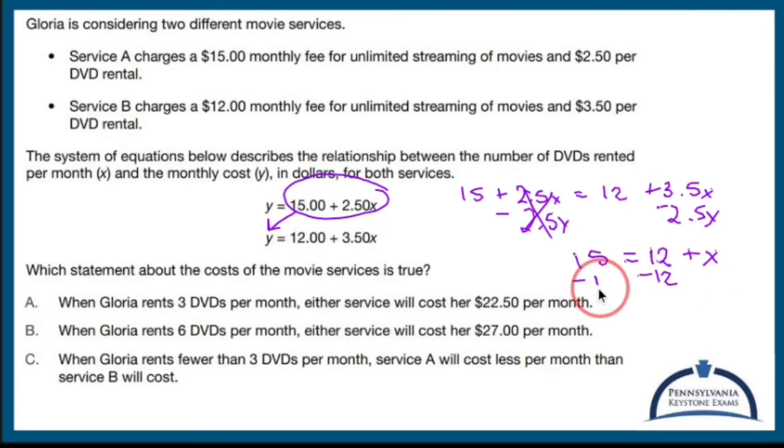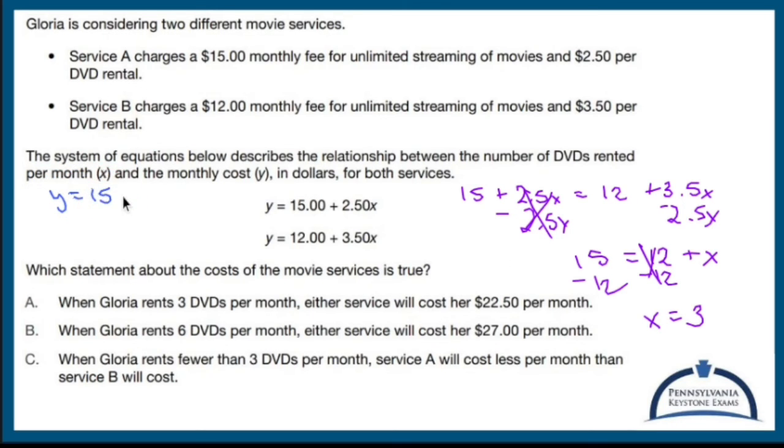Subtract 12, and x equals 3. So when Gloria rents 3 DVDs per month, because x is DVDs, either service will cost $22.50 per month. Well, let's make sure that that's the case. Let's find out what y is if I do that. Let's plug in x for one of these. I'm not sure which one's easier. Probably the top one because I can handle 2.50 in my head a whole lot easier.